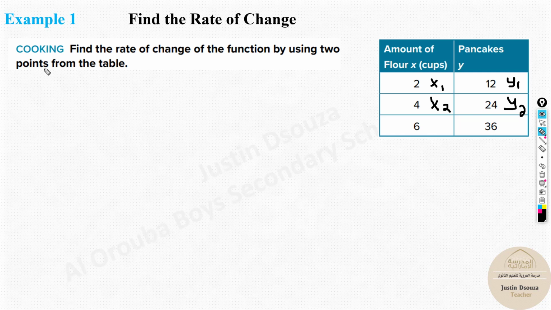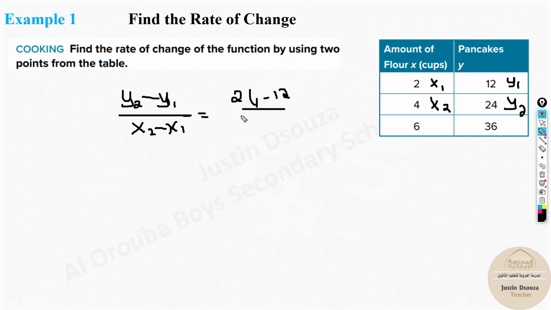Now here, let us solve. Slope or the rate of change is always given by y2 minus y1 divided by x2 minus x1. So now let's solve this. It's 24 minus 12 divided by 4 minus 2. The answer would be 12 by 2, that is 6. So the rate of change over here is 6.